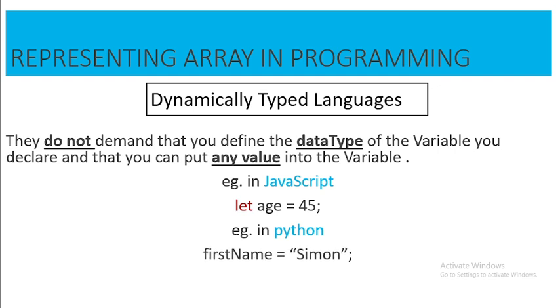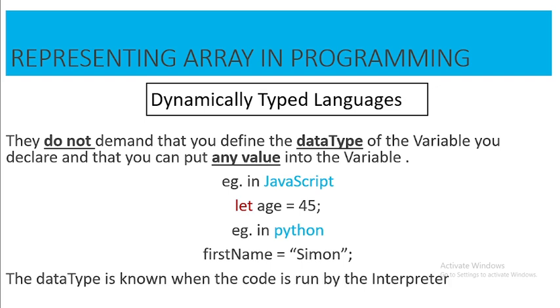In Python, you don't see a keyword before the variable name. The data type is determined when the code is run by the interpreter.